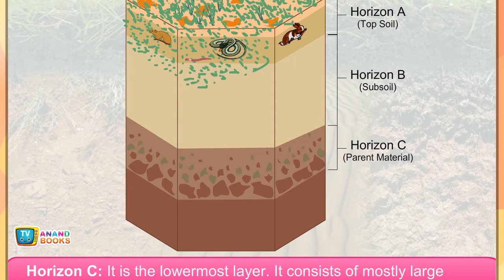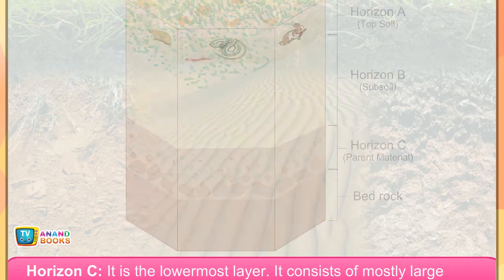Horizon C. It is the lowermost layer. It consists of mostly large pieces of rocks. Below horizon C is the hard layer of rock.